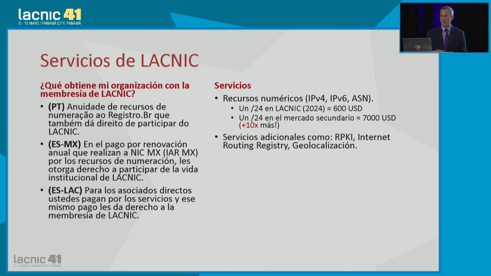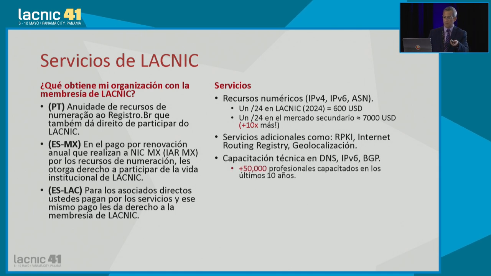Some of the additional services to the number of resources are the following, and it's important to mention these. I referred to these when I presented my summary. These are RPKI implementation and the possibility of creating your ROAs to provide secure routing. The Internet Routing Registry is there to facilitate routing activities, and geolocation, which is for content services and intellectual property issues, which some content providers require. In the past, this was voluntary, but at present, some content providers already require this. And if they don't have geolocation adequately configured, they start having problems.